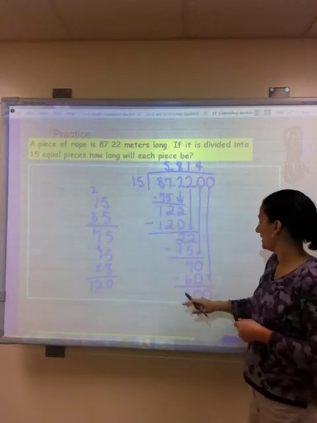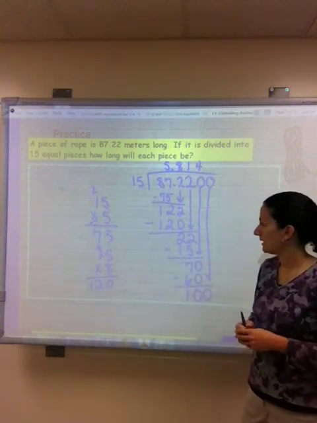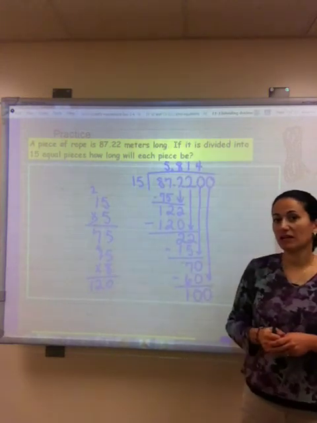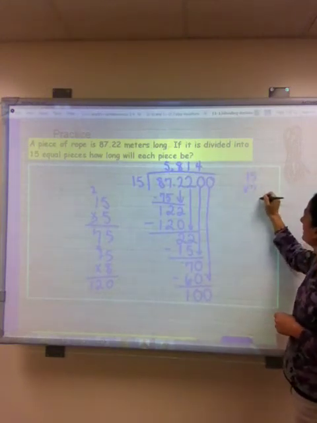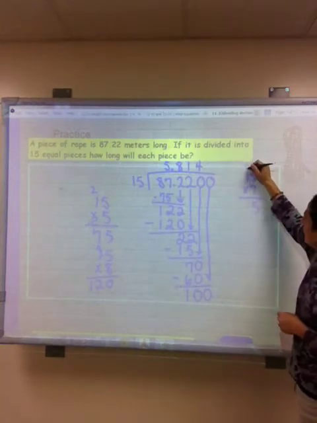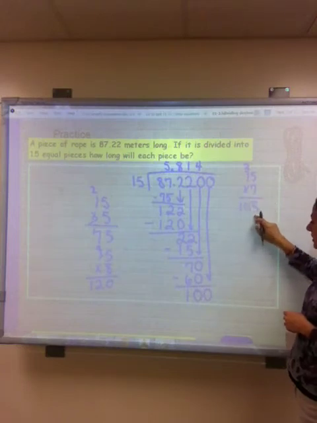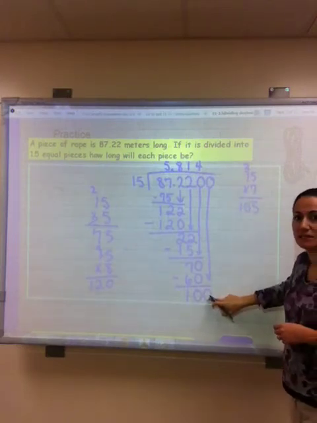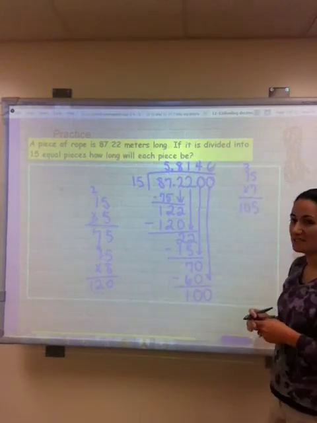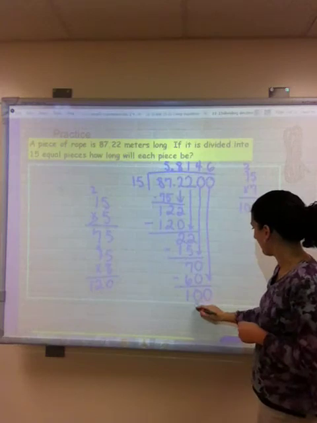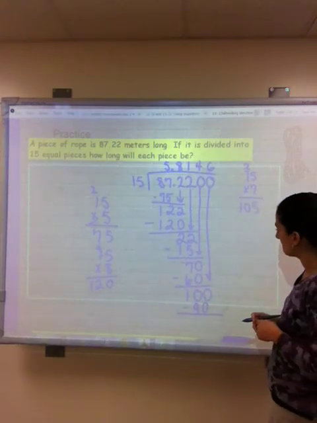Now I divide 15 into 100. Well, I know 15 times 8 was 120. I'm going to try 15 times 7. 5 times 7 is 35. 1 times 7 is 7. Plus 3 is 10. 105. A little bit too big. So it must be 6 times. 15 times 6 is 90. I didn't work that out, but you can always check your guesses.